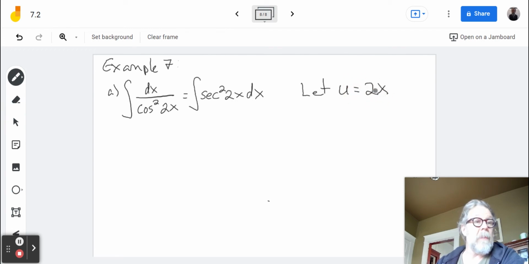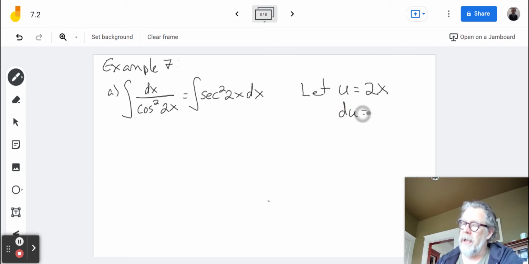Now, to be fair, this is probably one you could just do. You know that the antiderivative of secant squared is tangent, and there's a 2x, which means you're just going to have a chain rule, which means you're probably going to have like a half out front. But we're going to go ahead and do this using substitution so I can prove to you that, in fact, this works even for these simple ones.